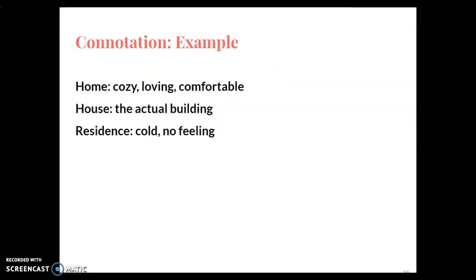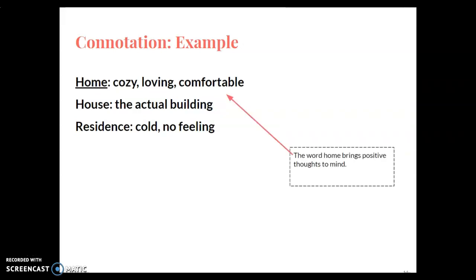Let's look at it this way. Home, house, residence. A home is cozy and loving. House is an actual building and a residence is cold or no feeling. The word home brings positive thoughts to our mind. Home is where the heart is. We've all heard that saying, right? That is the connotative, the feeling that you associate with that word. The connotative meaning is positive.